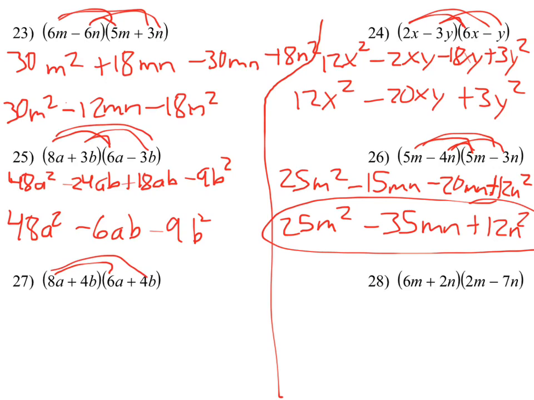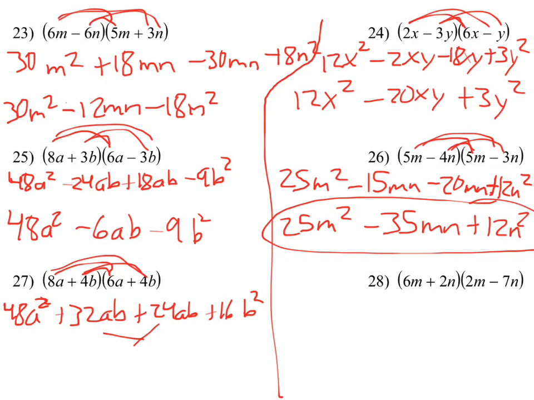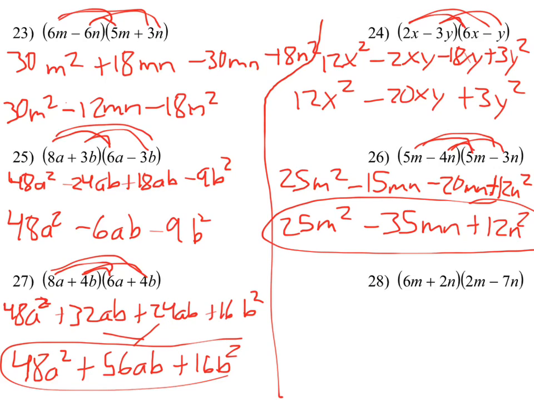And you take 8a times by both of those, you'll get 48a squared plus 32ab. And then 4b times both of those will give me positive 24ab, and plus 16b squared. Combine the like terms together in the middle, you'll get 48a squared there, and this one's going to come out to be 56ab, and the 16b squared still there on the end.